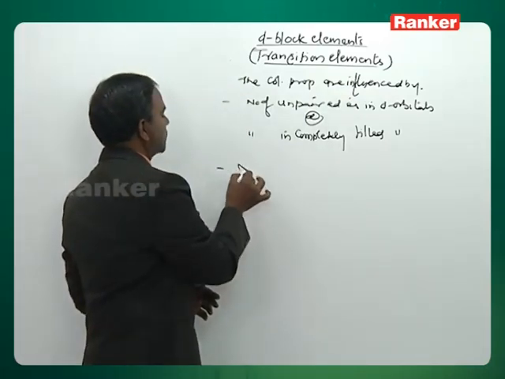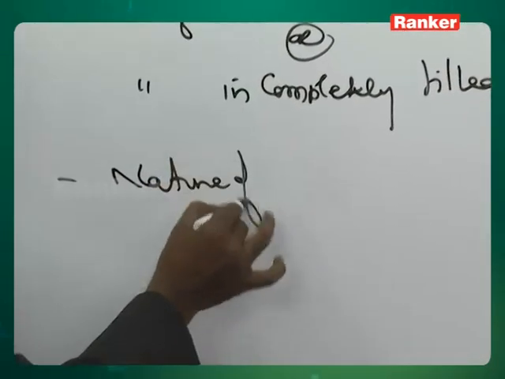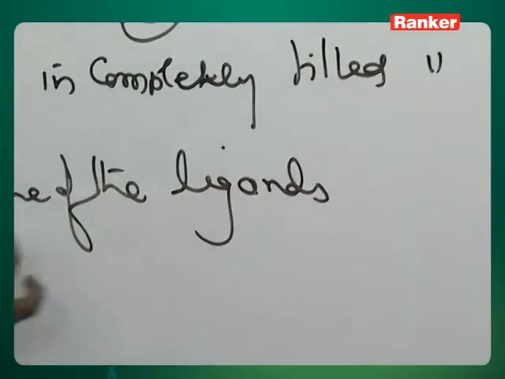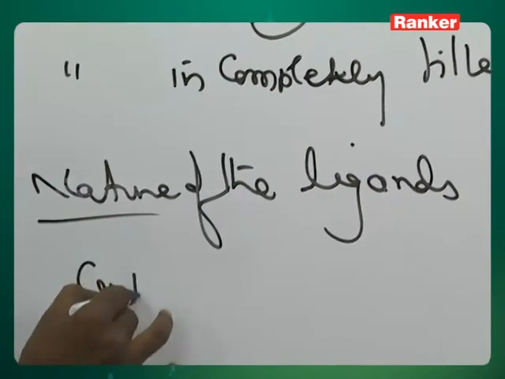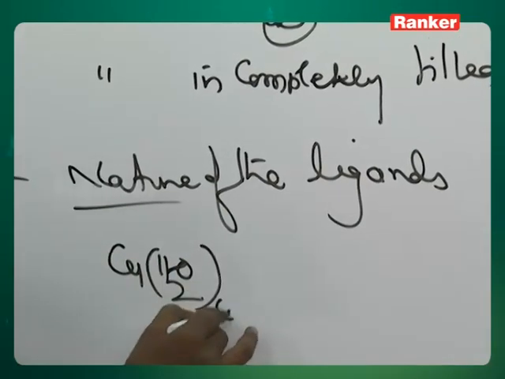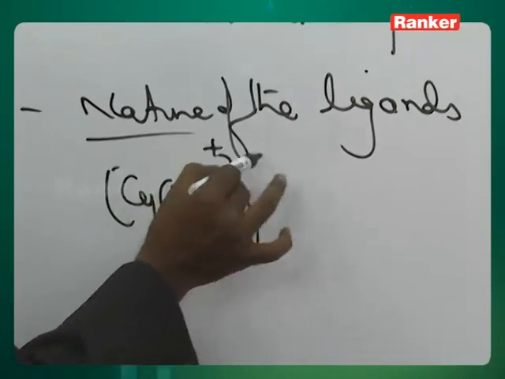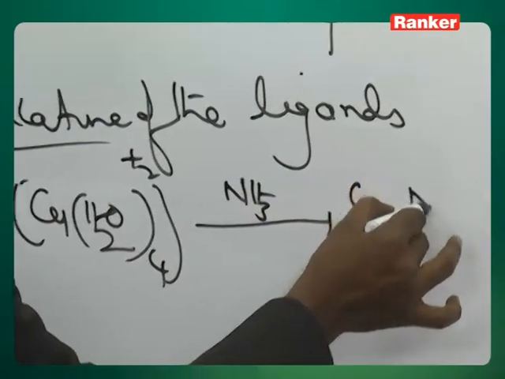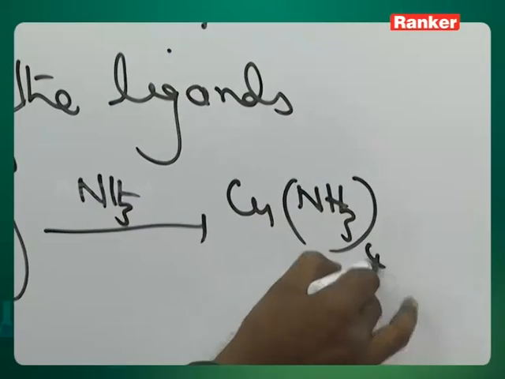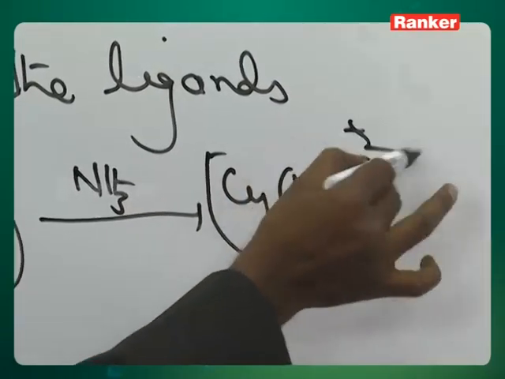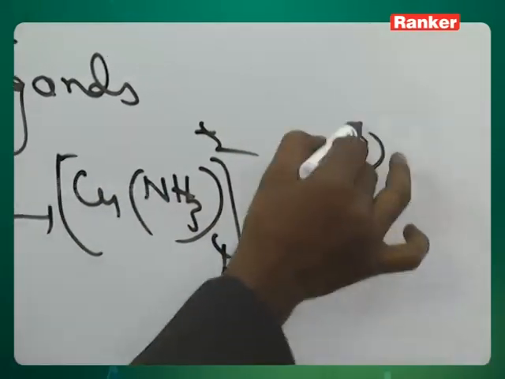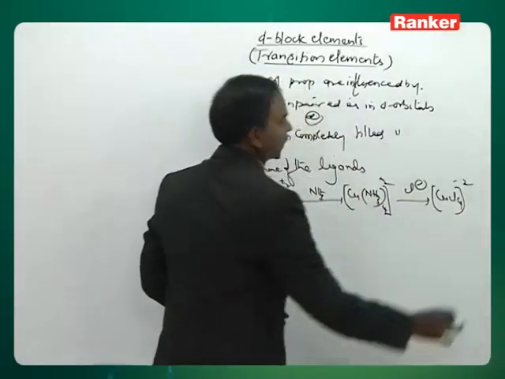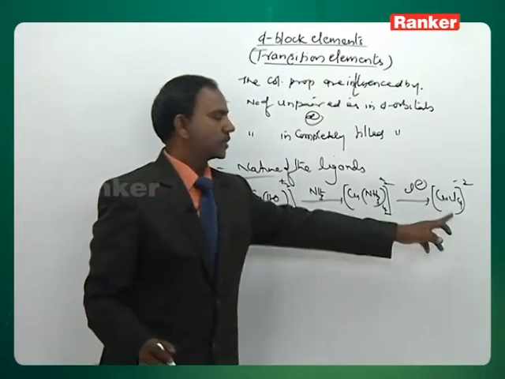Second factor, nature of the ligands. Now consider Cu. I am writing 3 examples here. Cu(H2O)4 2+, the copper tetraaqua complex. Then you substitute with an ammine ligand, Cu(NH3)4 2+, which is again plus 2, and you can also take Cl minus, CuCl4 2-. This is the aqua complex, ammine complex, chloro complex.